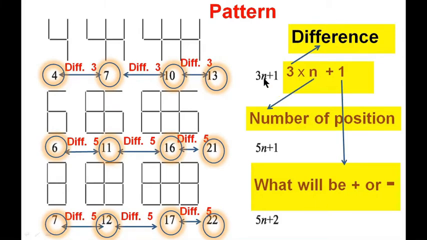We may write the value of n as 1 or 2 or 3 or 4. Suppose we will find here 4. That means here the difference is 3 and 4 is the first position. So we will write down here the value of n as 1 because 4 is the first term. So 3 multiplied by 1 is 3, and we have to add 1 here to make 4. So we have now already learned about this formula.